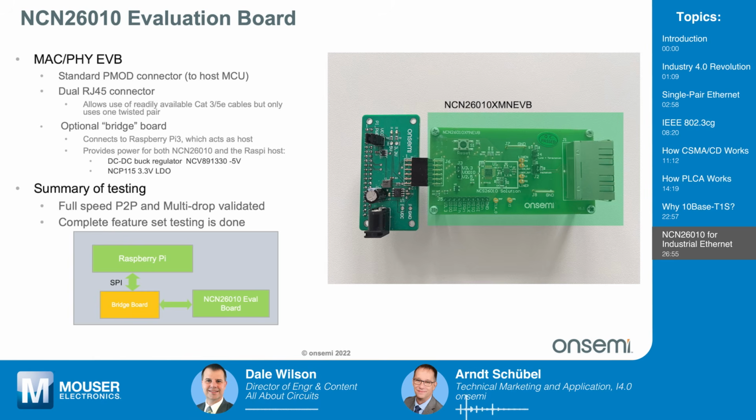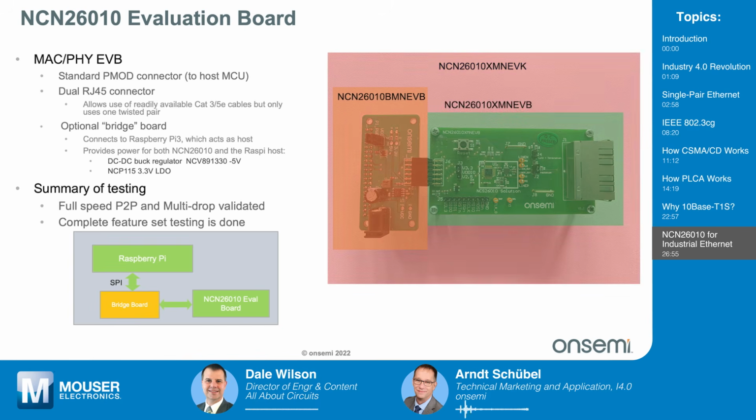And then if you intend to connect to a Raspberry Pi, that's when you need what we call the bridge board, NCN26010 BMN-EVB. So the B stands for the bridge board. That's the actual signal adapter plus the power supply on one board. Or if you know that you need both, you can also order this as a kit. So this pinkish color says, if you order the NCN26010 XMN-EVK, you basically get both boards. And that enables you to put a Raspberry Pi on it. But as soon as you hook this to a Raspberry Pi, you basically have an enabled node.